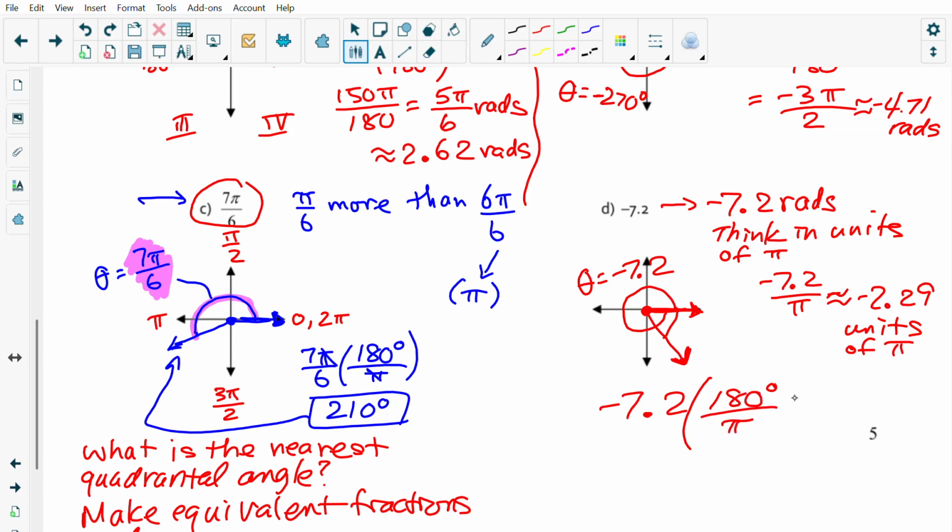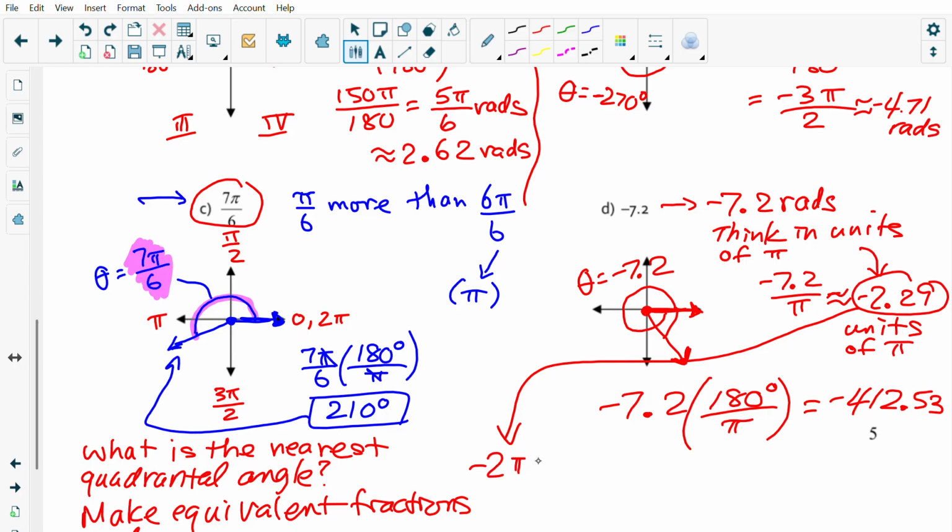Let's convert radians to degrees. That's negative 412.53. Let's think of it as that negative 2.29, that's like this part. Let me just bring this out here. That's like saying negative 2 pi, okay, negative 2 units of pi, which is a full rotation, plus negative 0.29 units of pi for the rest of the rotation. Think of it that way.